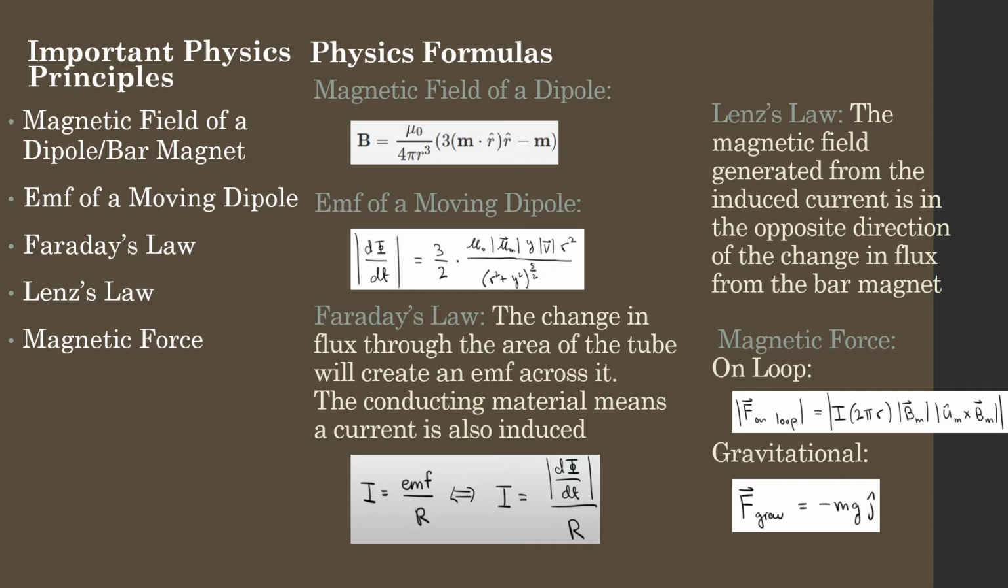I also explained Lenz's law in the situation of this lab, that the magnetic field generated from the induced current in the tube is in the opposite direction of the change in flux from the bar magnet. Also, I included the two formulas for magnetic force on the loop and the gravitational force on the bar magnet.